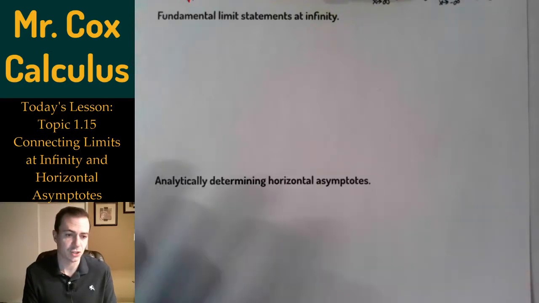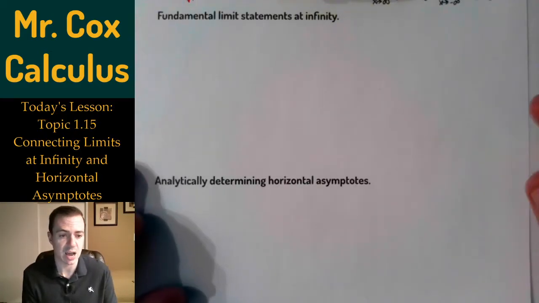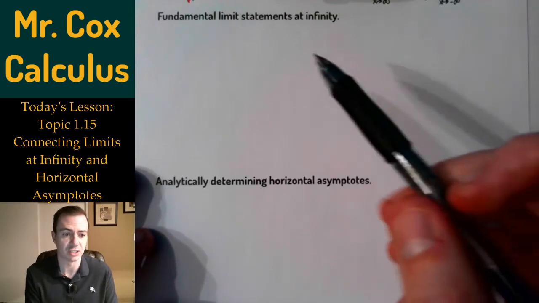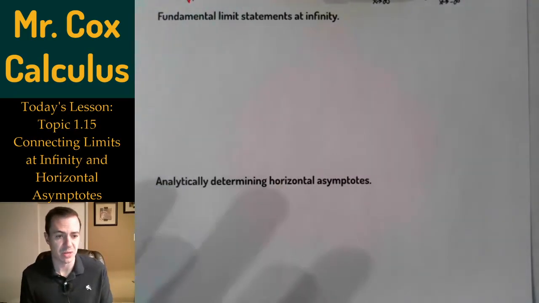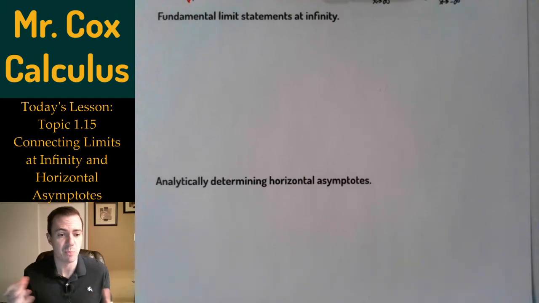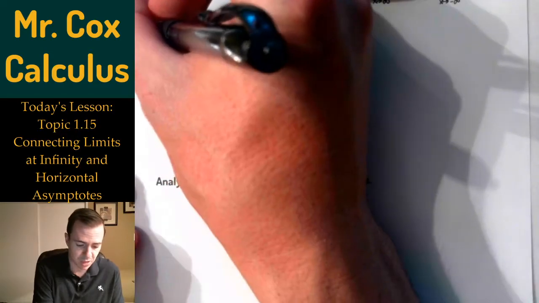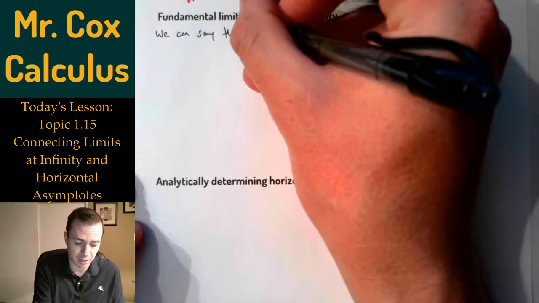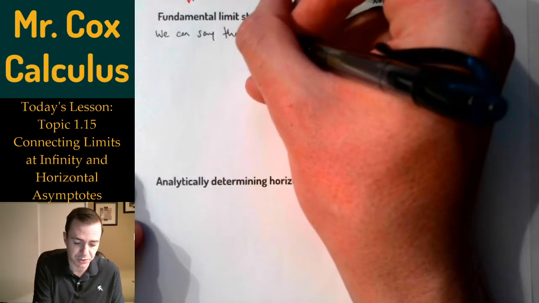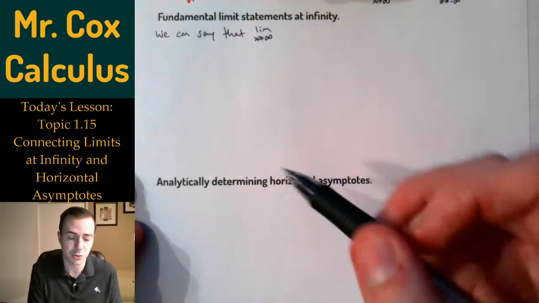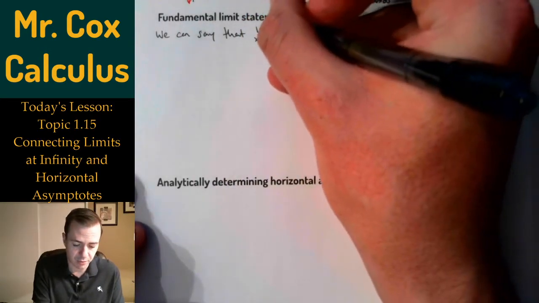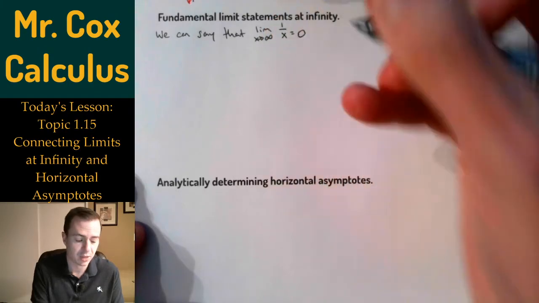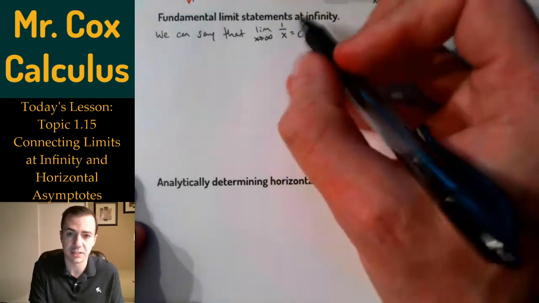Before we get too deep into the weeds of figuring out where horizontal asymptotes are of functions, let's develop some very fundamental statements here. In fact, it's going to build on what we just looked at with that function 1 over x. Well, we saw from the graph that we were able to say that the limit as x grows increasingly large, or as x approaches infinity, of the function 1 over x was equal to 0. And you can see that laid out here.